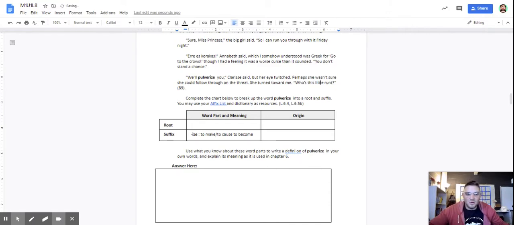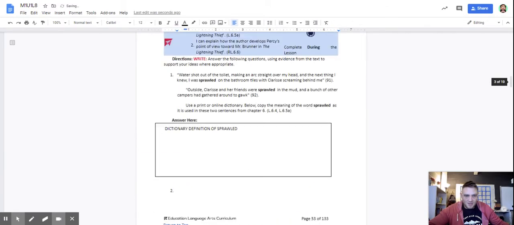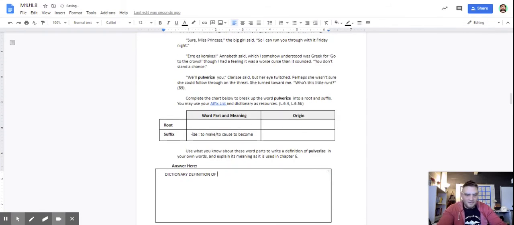Complete the chart below and break up the word pulverized into root and suffix. So pulverized, pulverize. So you're going to break that up into word part and meaning. You can break that into what do you think it is. And you can look at the word in pulver and ize. And that's the only hint I'm going to give you. So one of those is the root and one of those is a suffix, which is at the end. And it says right here, ize at the end means to cause or become. Remember, you're going to Google that to figure it out. If it's Greek or where it's from, you can just look up the origin and it'll tell you on Google. Again, here it wants you to look up the definition of pulverize, and just like up here where you took the dictionary definition, I would put it again down here, but instead of looking up sprawled, you're going to look up pulverize, which is a fun word.